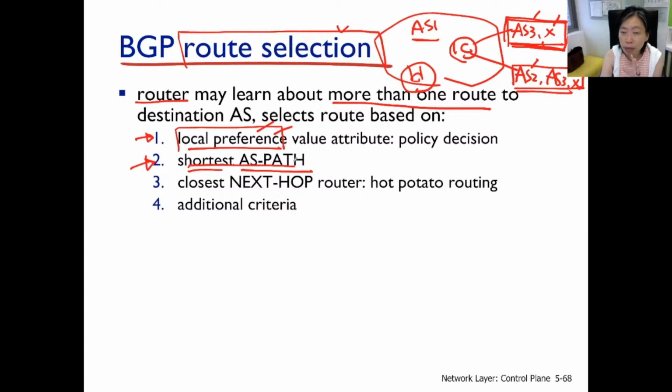Now, if both AS paths have the same path length, then we go to step 3. We pick the closest next hop router. Yeah, 1D here sees 2 paths. The next hop router for this path is going to be 1C. The next hop router for this path here is going to be 1C as well, because 1C is the border router receiving these advertisements.